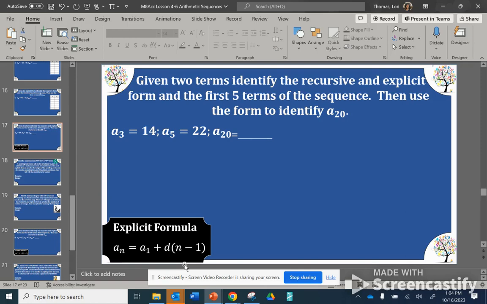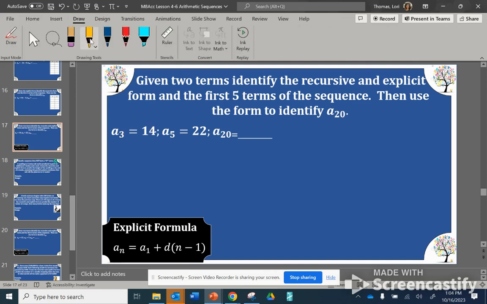Okay, guys, now let's move on to the second part of our lesson on arithmetic sequences. So here we're given two terms of a sequence, and we are being asked to identify the recursive and explicit form and give the first five terms. So first of all, we have the third term, which is 14, and the fifth term, which is 22.